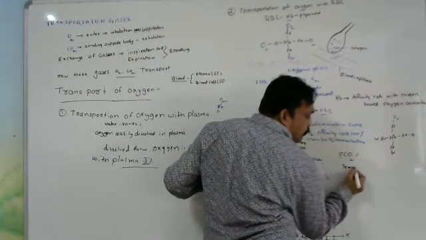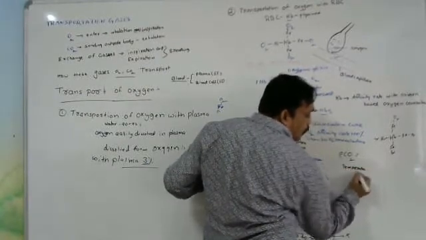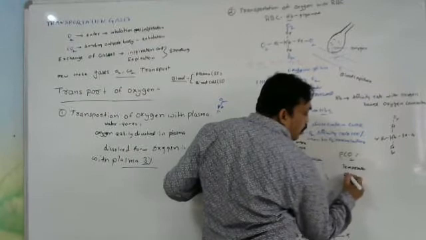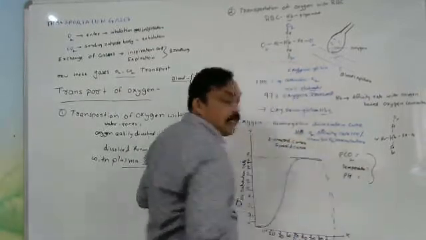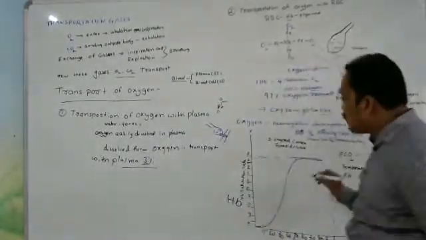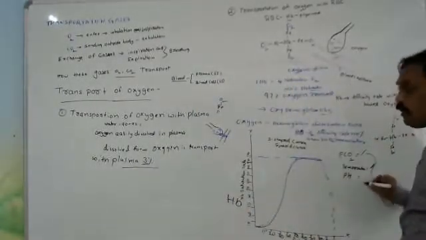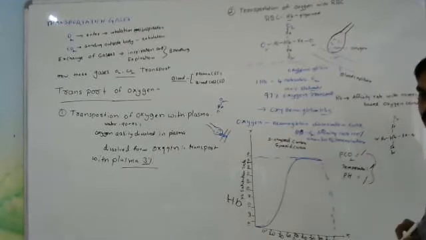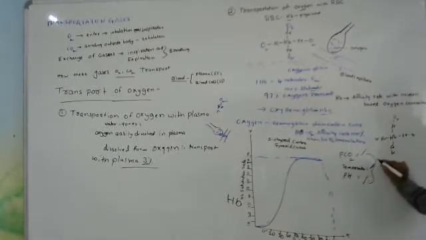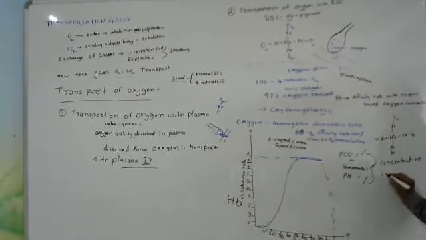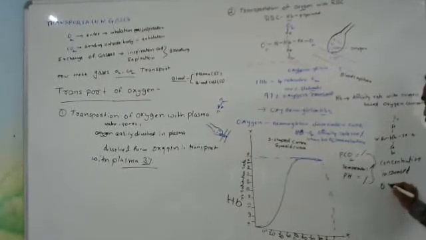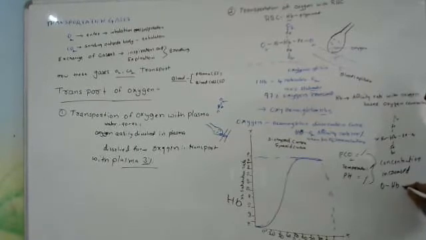temperature and hydrogen ion pH value. So when these factors are increasing, which factors are increasing? Carbon dioxide, temperature and hydrogen ion concentration, the pH value. When these concentrations increase, automatically what happens? Automatically the oxygen and hemoglobin affinity rate is decreased.